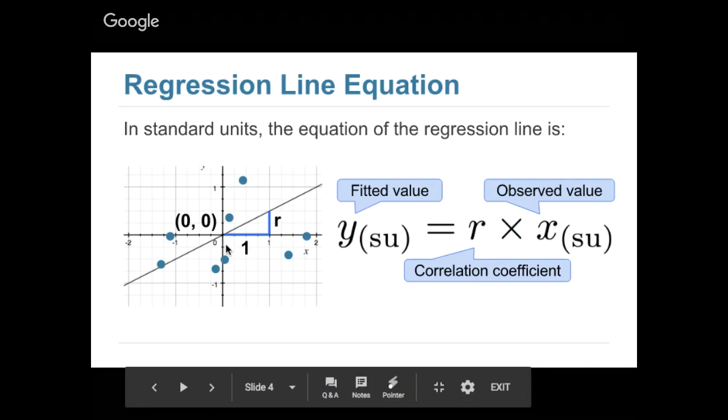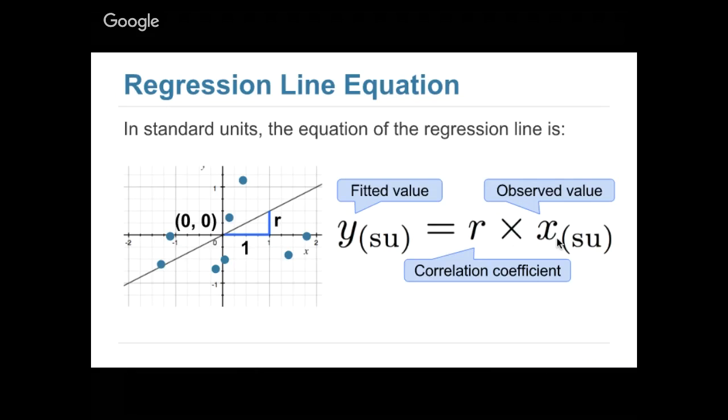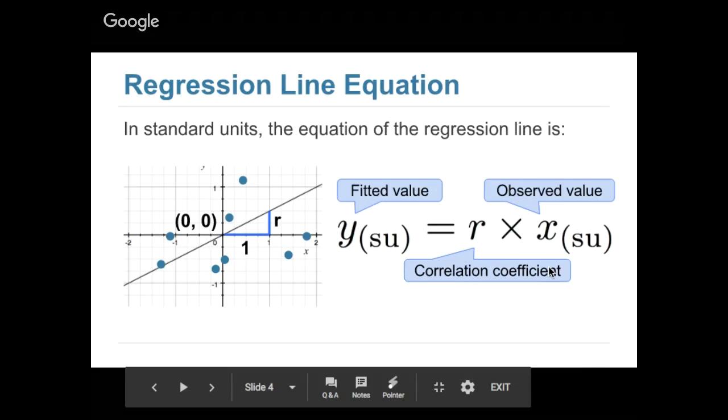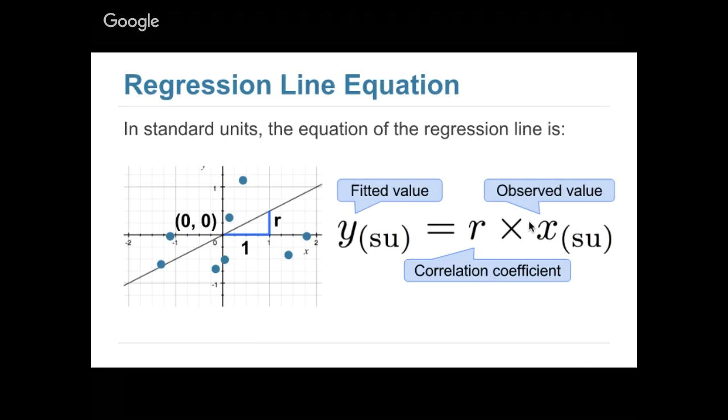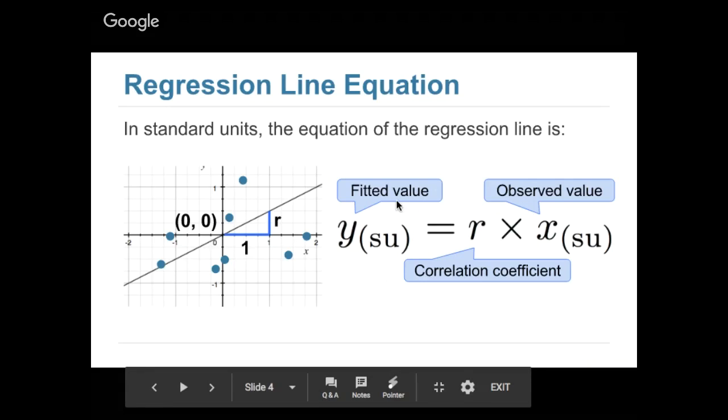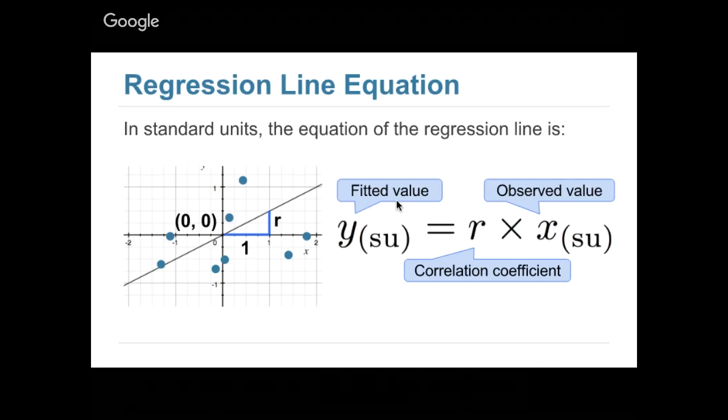So we have y equal to r times x in standard units, a very nice equation. And we also saw at the end of class yesterday that I can always convert back to regular units. x in standard units is the original value of x minus the mean, divided by the standard deviation of x. y in standard units is the original value of y minus the mean of y, divided by the standard deviation of y. If you plug those back into the equation and do some algebra, you can get back y in original units based on x in original units.